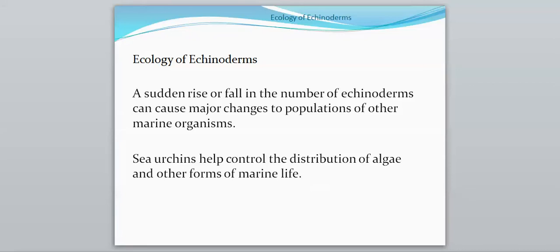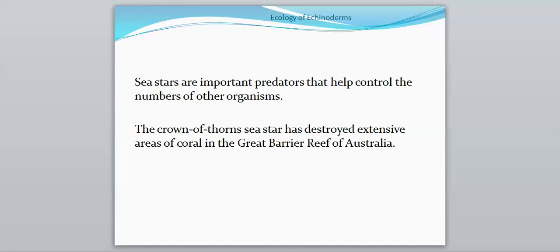So if we lost our sea urchins, algae would take over and would probably displace some other organisms, and it would just grow out of control. So sea urchins help keep algae under control and just kind of help keep the natural balance. And then another one is that sea stars are important predators that help control the number of other organisms.